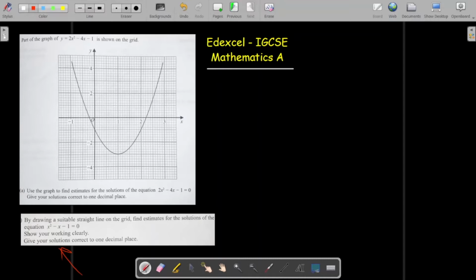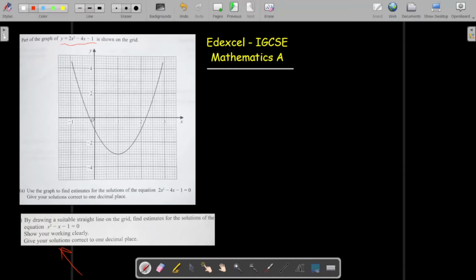The question is giving you certain information. It's giving you a curve, as you can see here, and this curve is represented by the equation y equals 2x squared minus 4x minus 1. The first request is to use the graph to find an estimate for the solution of the equation 2x squared minus 4x minus 1 equals 0. Give your solutions correct to one decimal point.